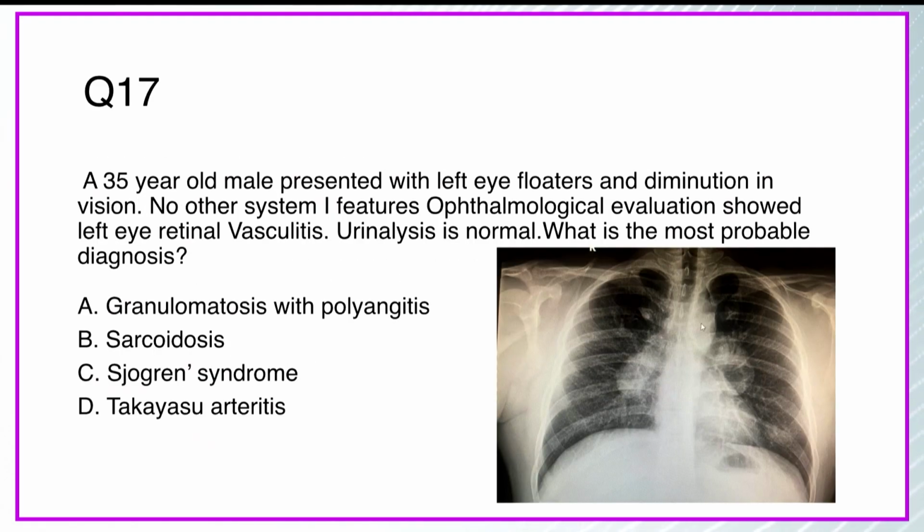A 35-year-old male presents with left eye floaters and diminution in vision. No other systemic features are present. Ophthalmologic evaluation shows features of left eye retinal vasculitis. Urinalysis is normal. And we have the X-ray image. Which is the most probable diagnosis? Granulomatosis with polyangiitis, sarcoidosis, Sjogren's, or Takayasu?